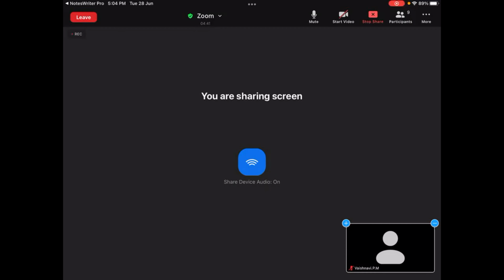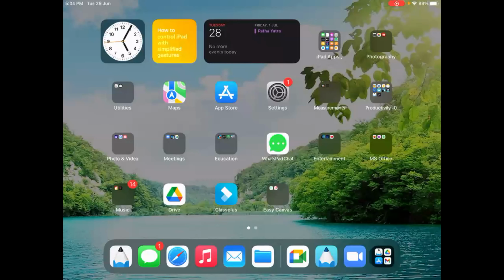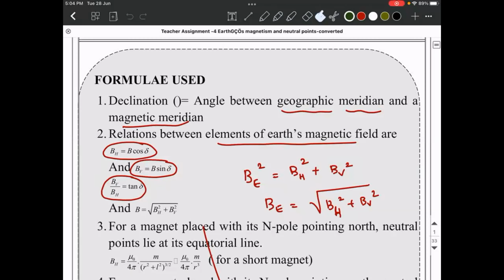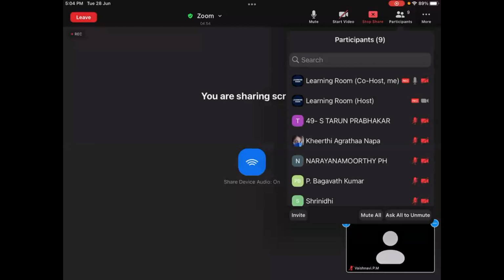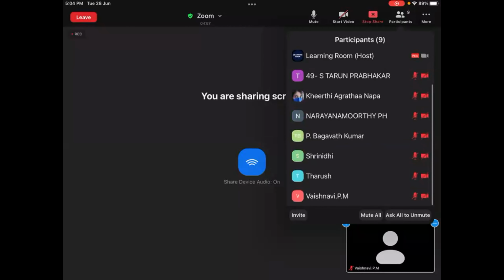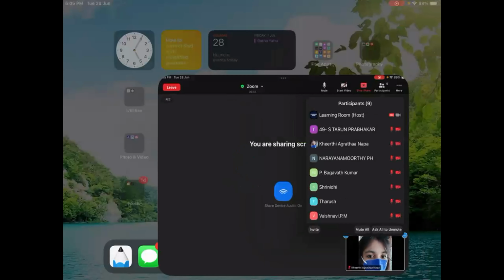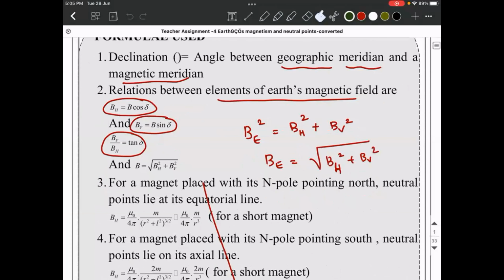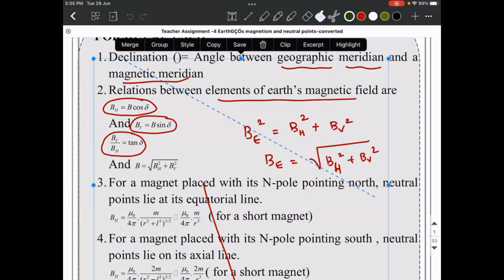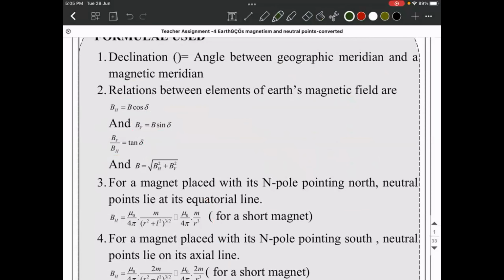Shall we get started? So in yesterday's class, we saw about the Earth's magnetism, right? I hope you're able to see. Those who are online, are you guys able to hear me? Yes, sir. Okay. So listen, we will just recollect the points.